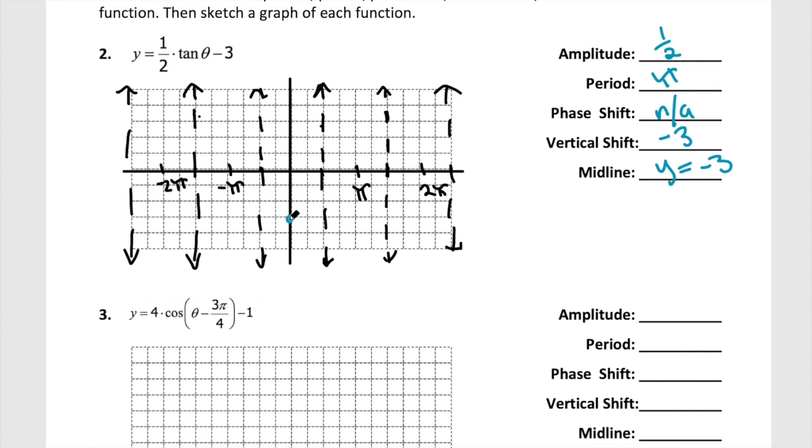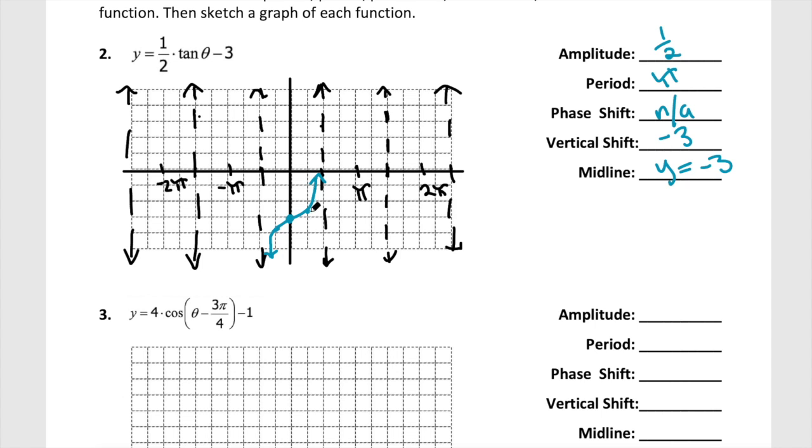From there, halfway between the point and the asymptote to its right, the graph typically goes up 1 unit. In this case, though, it's only going to go up 1/2 a unit because our amplitude is 1/2. So halfway between here, it's going up 1/2. And to our left, it goes down 1/2. And now we can go ahead and sketch our tangent curve.